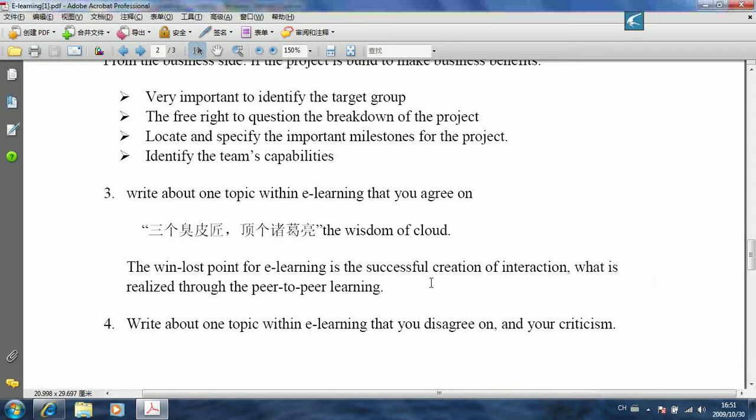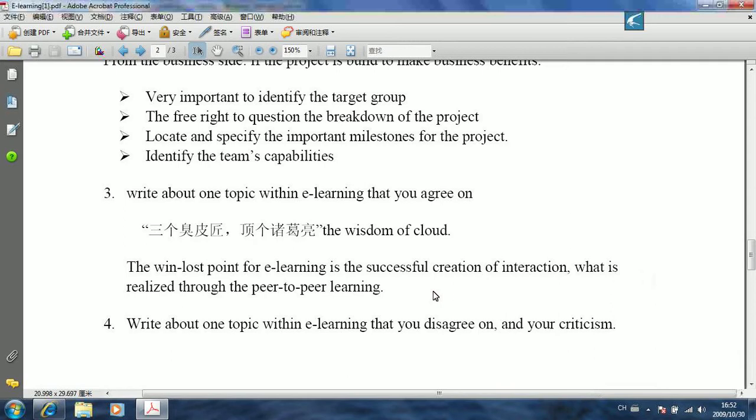And for question 3, write one topic within e-learning that you agree on. I think every Chinese person is familiar with the saying 三个臭皮匠顶个诸葛亮. It is about the wisdom of the crowd. So the winning point for e-learning is the successful creation of interaction. Without the interaction between students and teachers, and teachers to teachers, what is so-called peer-to-peer learning, it is hard to imagine a successful e-learning project.